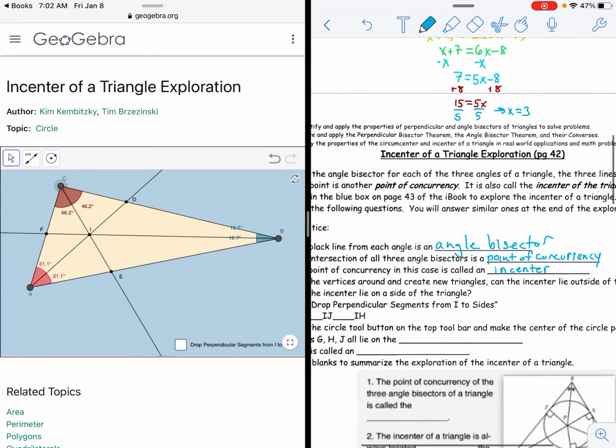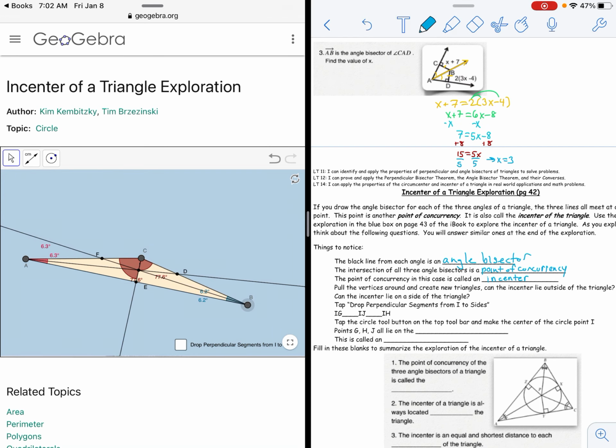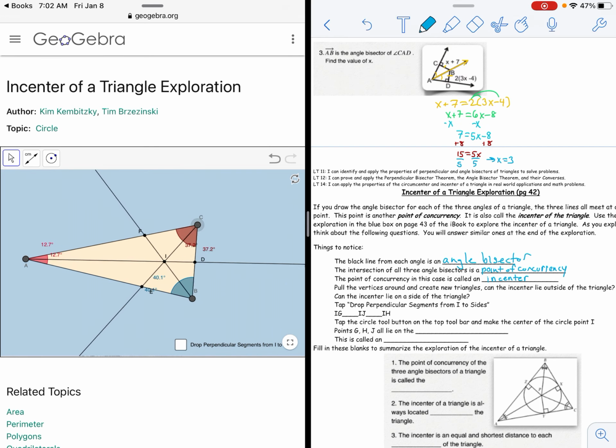And now we're going to pull the vertices around and create new triangles. Can the incenter lie outside of the triangle? So how can I get the incenter to lie outside of it? Well, what if I make it incredibly obtuse? Well, no, it's still inside. It doesn't matter what I do, the incenter is always inside. So can the incenter lie outside the triangle?